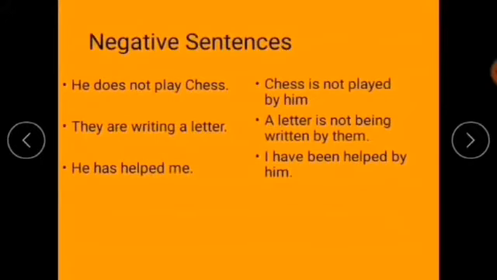Some negative examples of present. Simple present: He does not play chess. Chess is not played by him. They are writing a letter, present continuous negative. A letter is not being written by them. He has helped me. I have been helped by him.